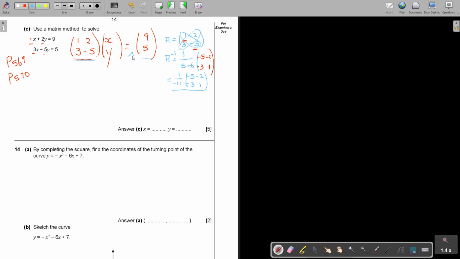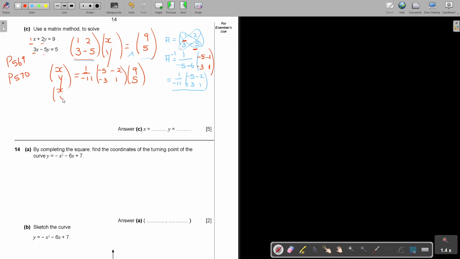So let's do what I showed you. It's going to be xy. You get that 1, 0, 0, 1, which is almost like multiplying by 1, so it just stays xy. Then I put in this inverse: 1 over negative 11, and negative 5, negative 3, negative 2, and 1. And don't forget your 9 and 5. It must come in front of the 9 and 5. Now I'm going to start multiplying.